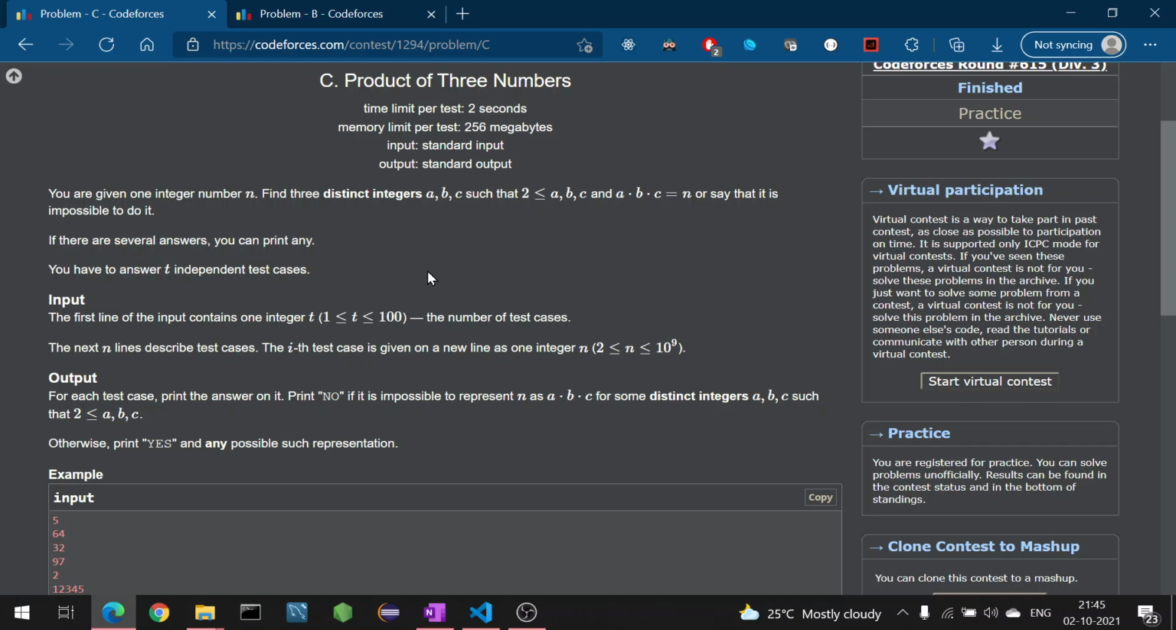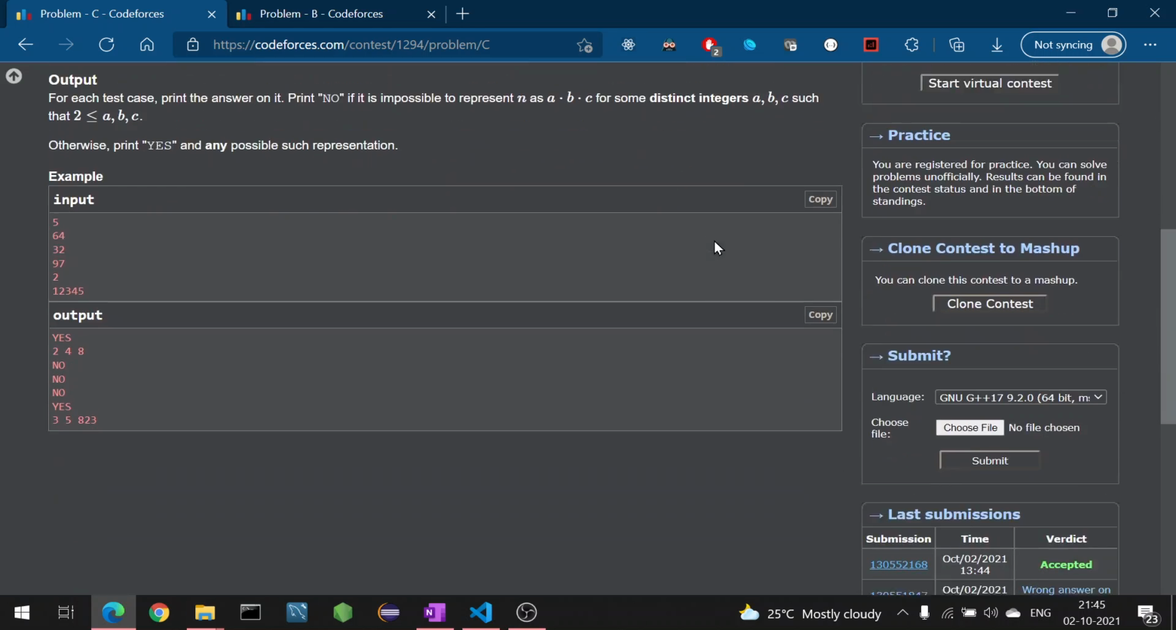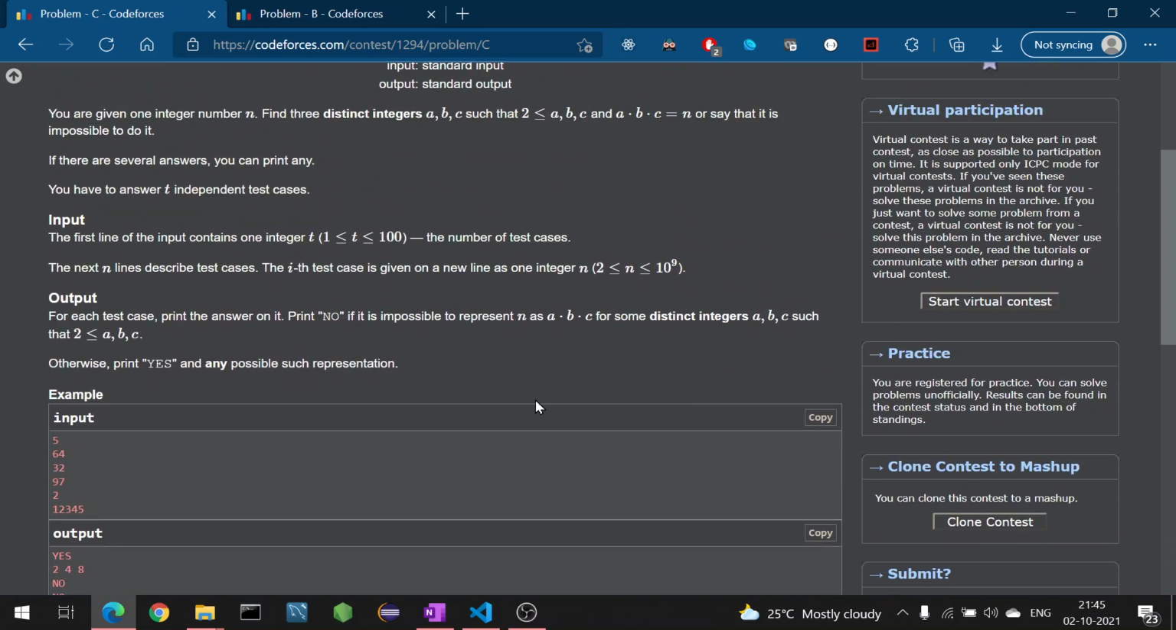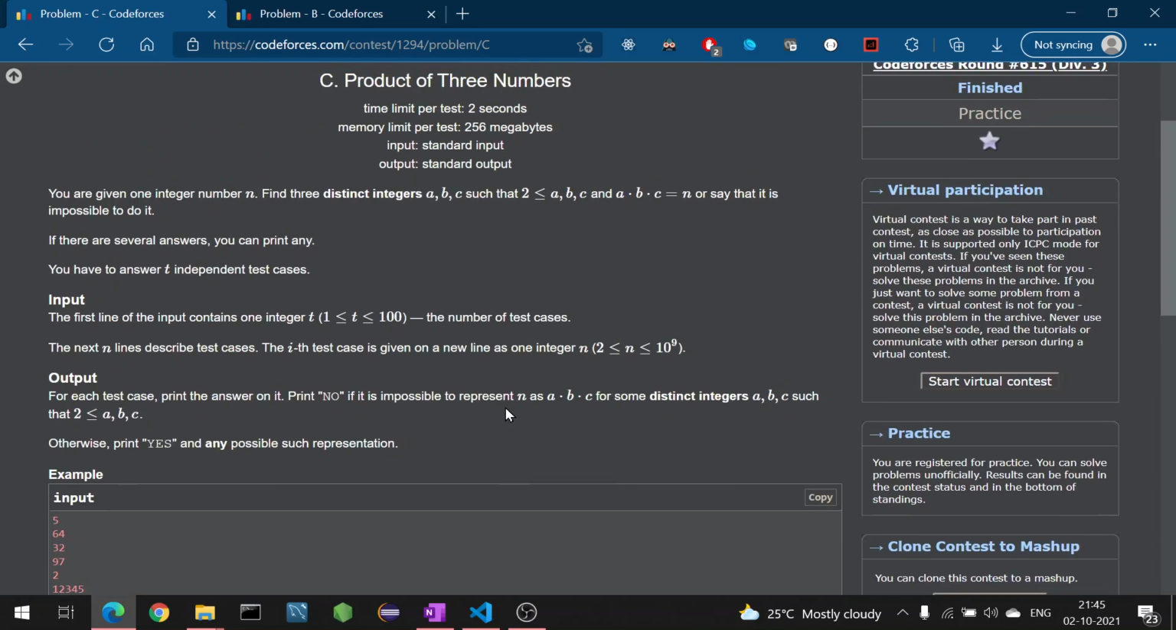Now what is happening here is that we are given a number n and we're supposed to find three distinct integers a, b and c such that all of them are greater than or equal to 2 and their product is equal to n. We have to find if there are three such numbers, and if there are, we have to print them, or we have to simply print that it is impossible to find those numbers.